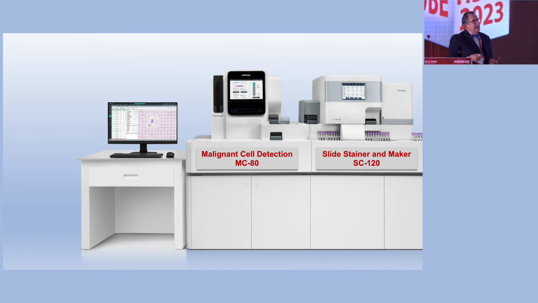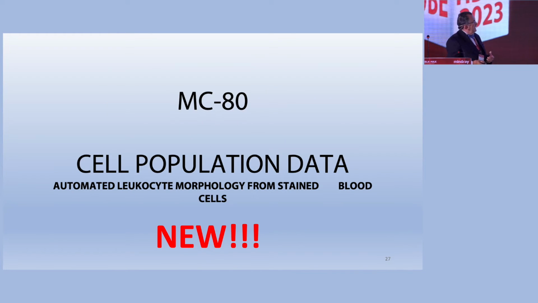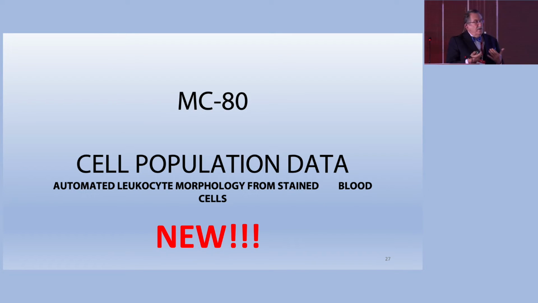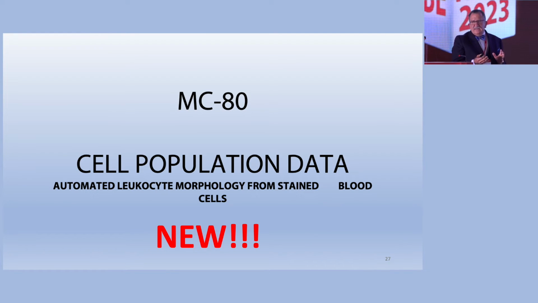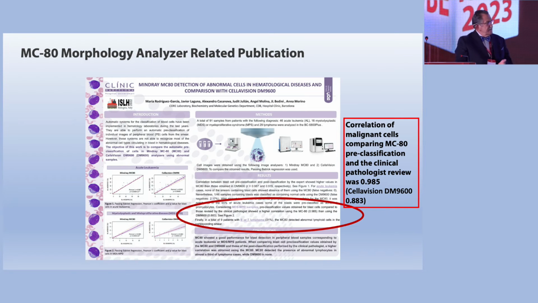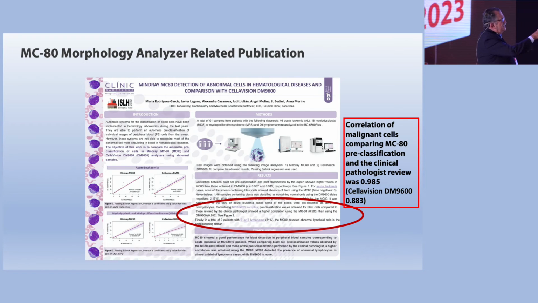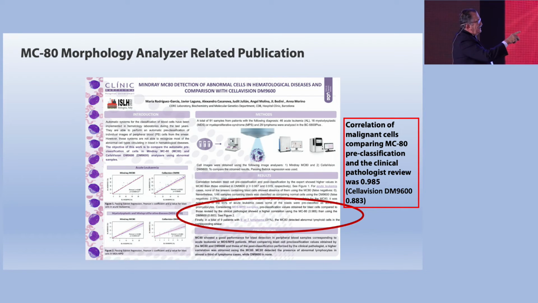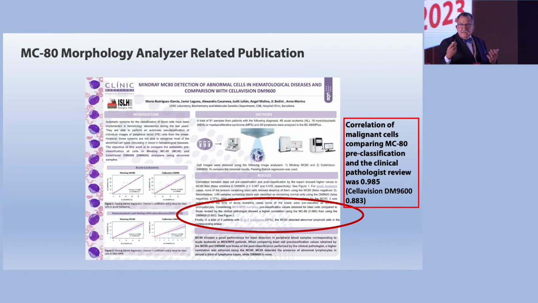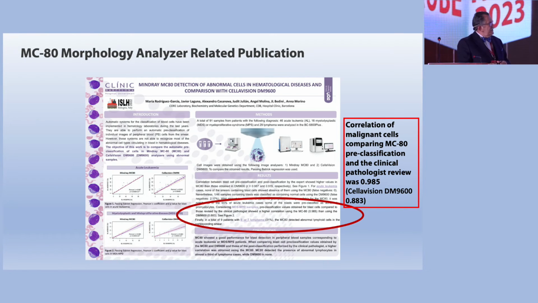But after that we have the malignant detection with the MC80, and the MC80 also has cell population data, and we can manage this information in Mindray to improve the whole automation line sensitivity for malignant cells. The CBC cell population data and the stained cells cell population data. And in this article, it was shown that the correlation of the MC80 blast count with the pathologist was 0.985, but the CellaVision had 0.883, lower than the MC80, and CellaVision is one of the leaders in the market of digital imaging.